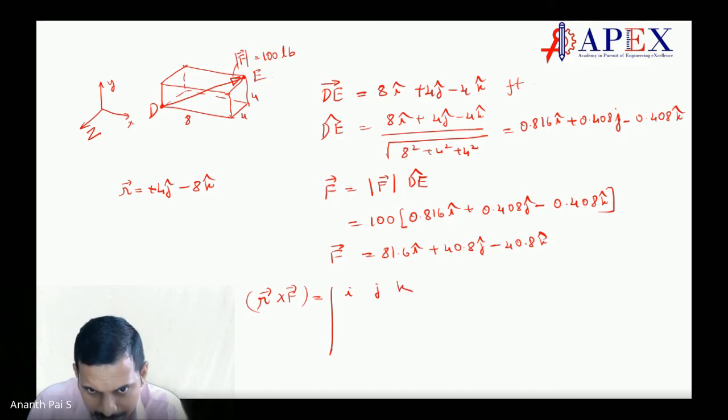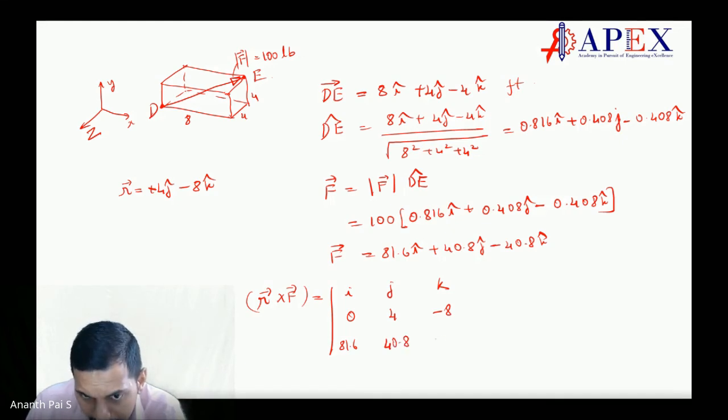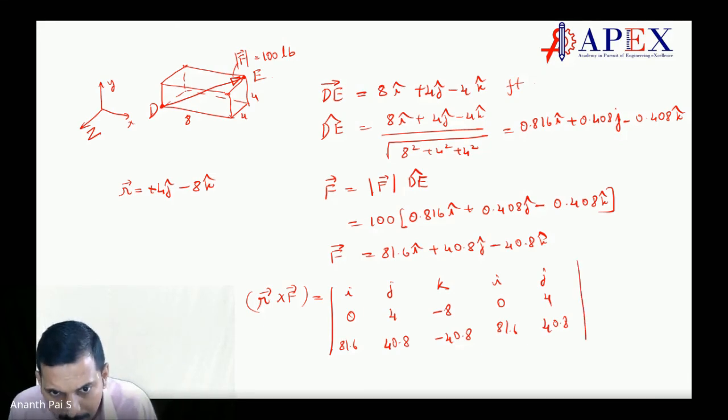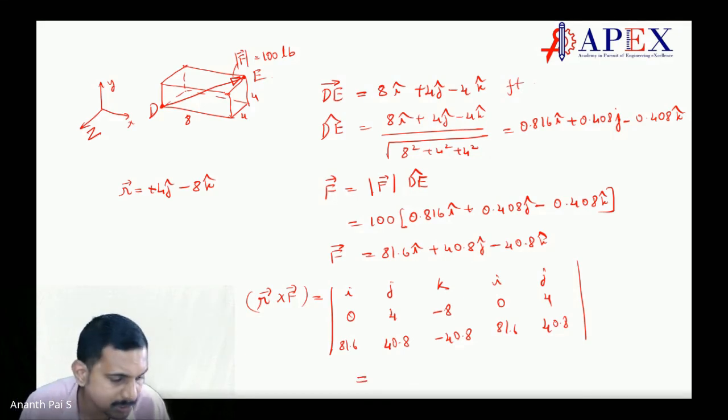R crossed with f will come as ijk. I'll write it bigger. We have r crossed with f. So 0, 4, minus 8 first for r, then 81.6, 40.8, minus 40.8. We will repeat it again here: i 0, 81.6, j 4, 40.8. Makes sense? Now go for 4 into 40.8. Find out what that answer is, students. Tell me what answer you get.